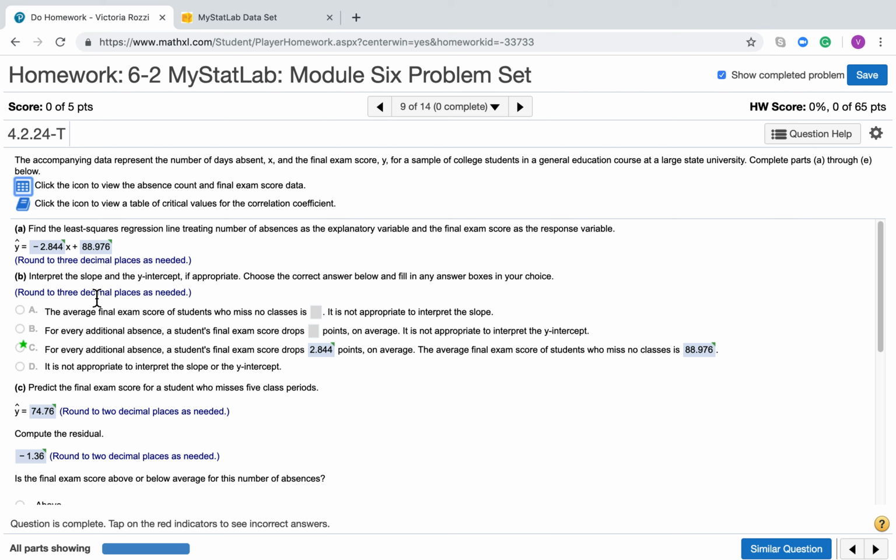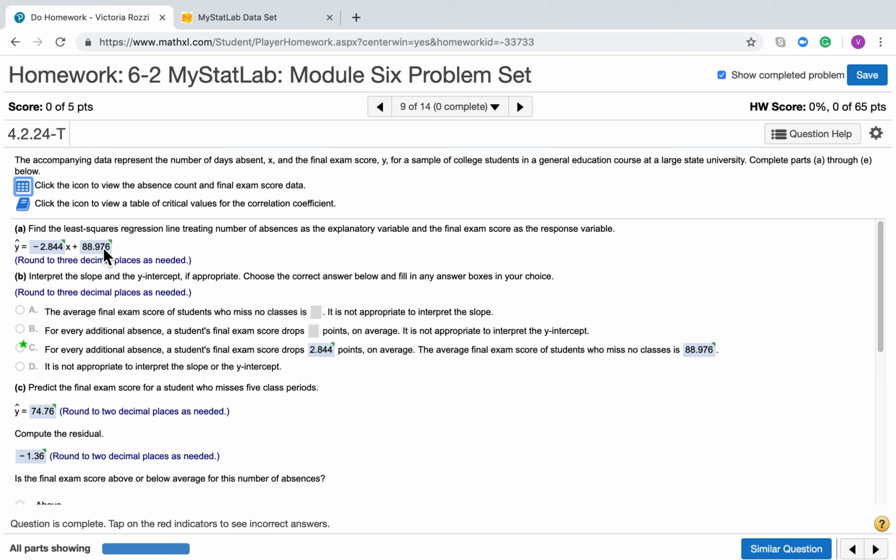Okay, now interpreting the slope and y-intercept, remember that the slope is change in y over change in x. Usually that means change in y, so your final exam score, over the change in x, so number of days absent. And quite often when you see a slope like this that's written as a decimal, we pretend that it's over 1. So it means that for every additional absence, every 1 absence, the student's final exam is going to drop, because this is negative, 2.844 points on average.